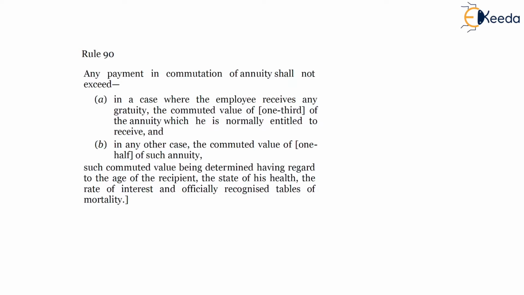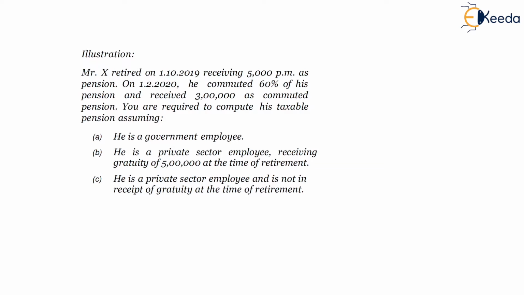And friends, rule 90 is nothing but reiterating the provisions of subclause 2, wherein one third will be exempt in case gratuity is received and one half will be exempt in case gratuity is not received, right? So friends, next is illustration. Illustration, Mr. X on his screen. Mr. X retired on 1st of October 2019 receiving 5,000 per month as pension.